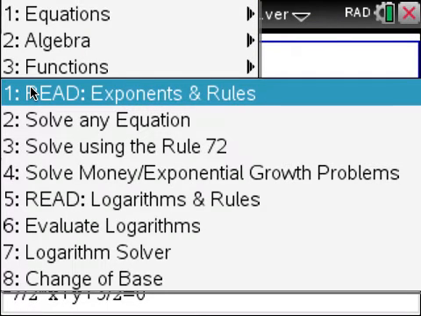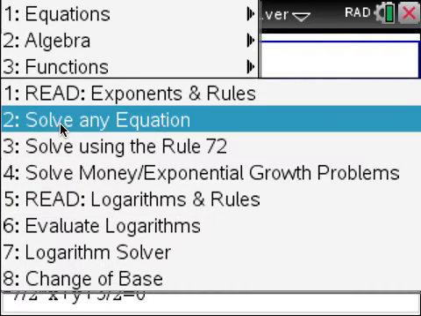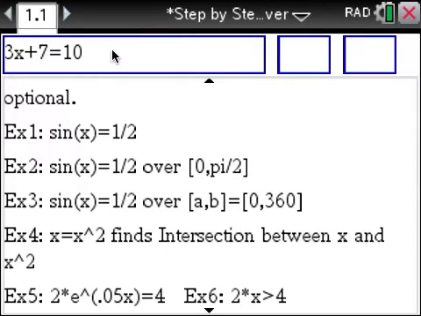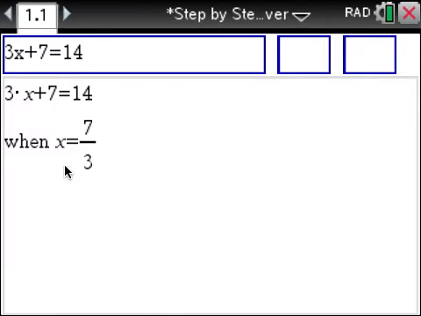Okay, so exponents and logarithms, also very important. We have pages where you can read and understand the new concepts. Then we also have solve any equation, which is similar to the other solve the equation, but we can use bounds. A and B are optional over here, and here are just some examples. Let's make this one easy just for the heck of it. So as soon as I plugged in the problem, I was given my answer.